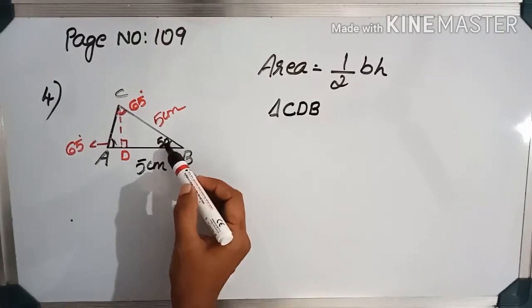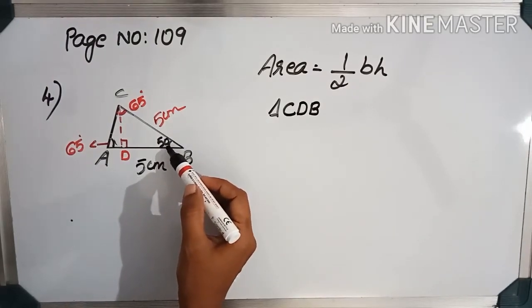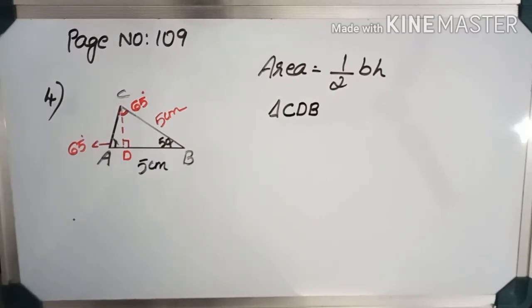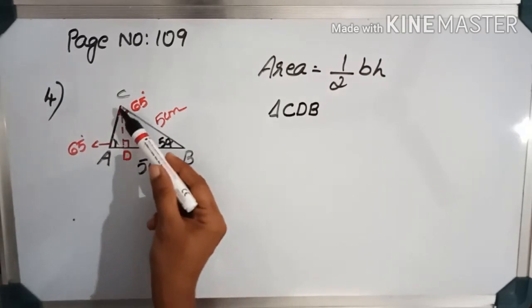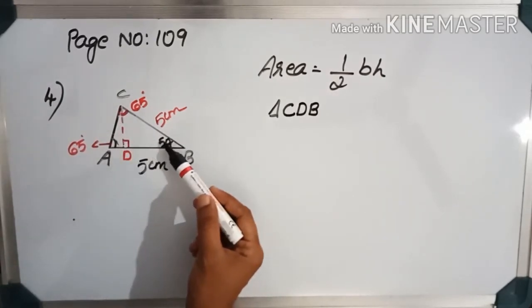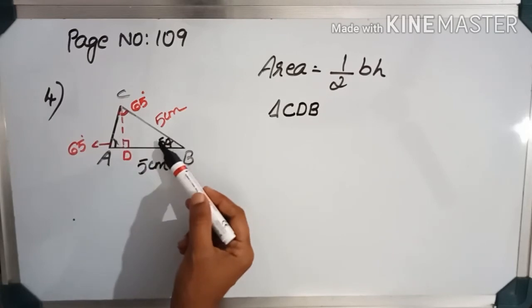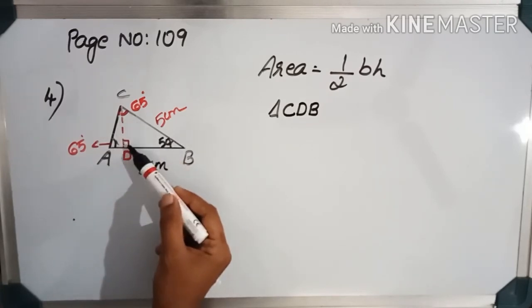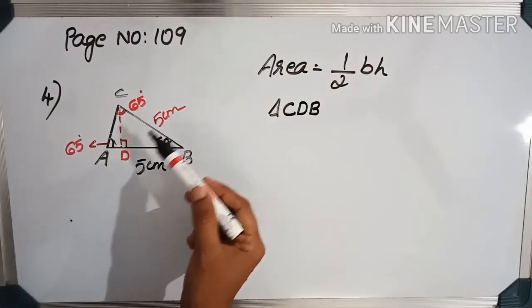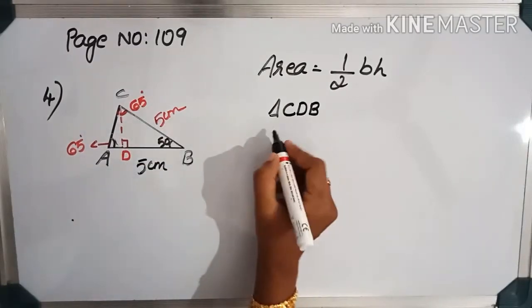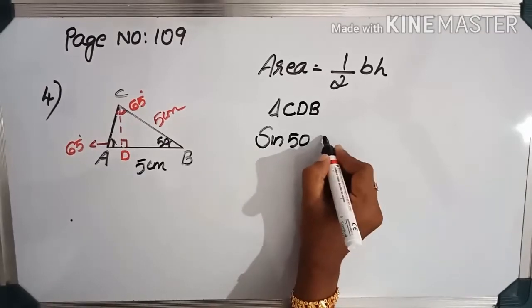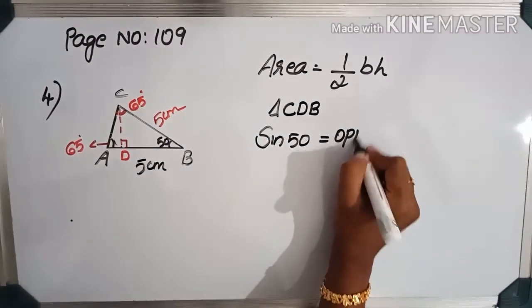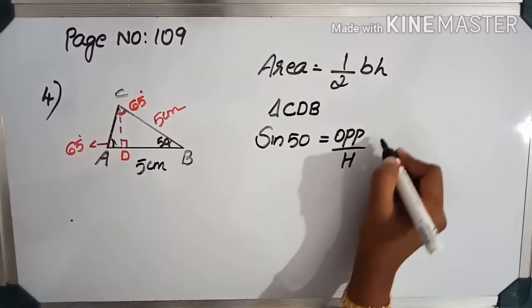Okay, and one angle also we have, that is 50 degrees. So we have to consider triangle CDB in order to find CD. Now CD is the height. For 50 degrees, which side is the height? Opposite to 50 is CD, and the hypotenuse is given. So opposite and hypotenuse means sine. So sine 50 equals opposite side by hypotenuse.